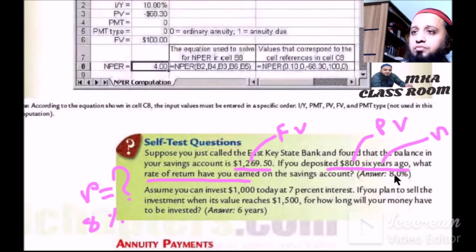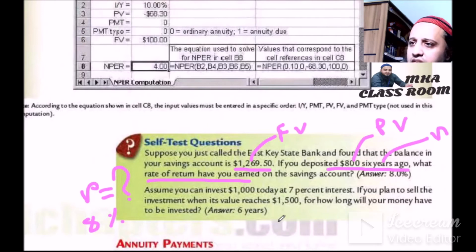Okay. Now, assume you can invest 1000 today at 7% interest. If you plan to sell the investment when its value reaches 1500, for how long will your money have to be invested? That means, how long do you have to wait to grow your 1000 to 1500 at an interest rate of 7%.